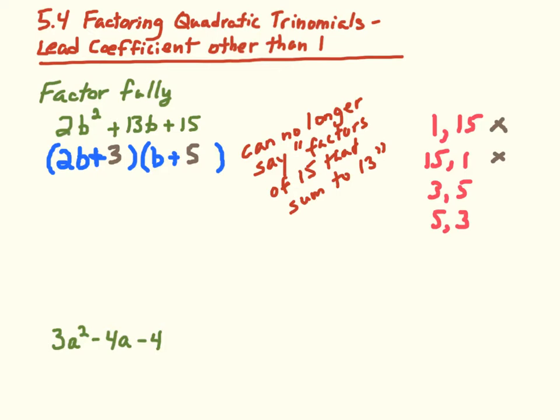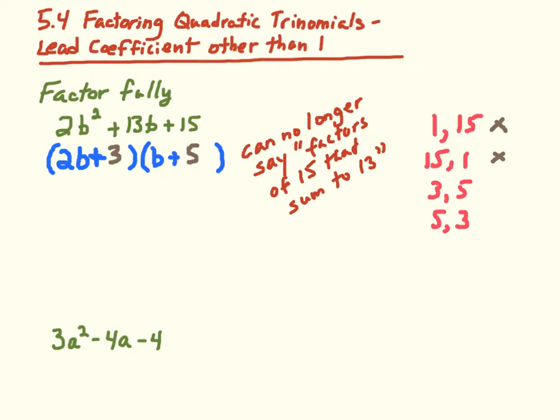If I tried the 5 in there and I tried the 3 here, I would not get what I start with here. It would be 2b times 3, which would be 6b. Well, let's do it in order. 2b squared plus 6b plus 5b, so that would be 11b. That would not be 13b. So that isn't a possibility.